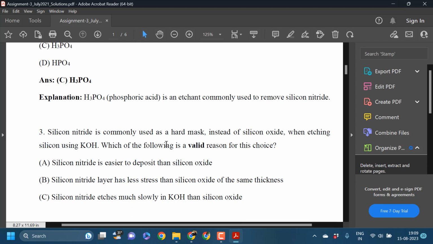Silicon nitride is commonly used as a hard mask instead of silicon oxide when etching silicon using KOH. Which of the following is a valid reason for this choice? A: Silicon nitride is easier to deposit than silicon oxide. B: Silicon nitride layer has less stress than silicon oxide of same thickness. C: Silicon nitride etches much more slowly in KOH than silicon oxide.